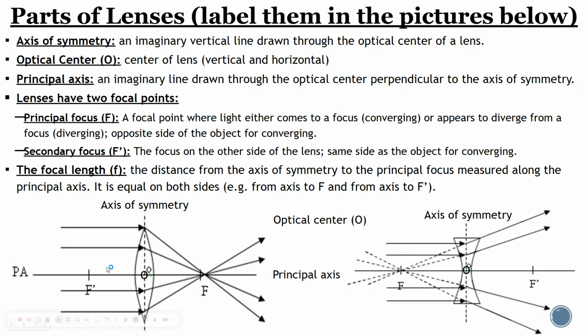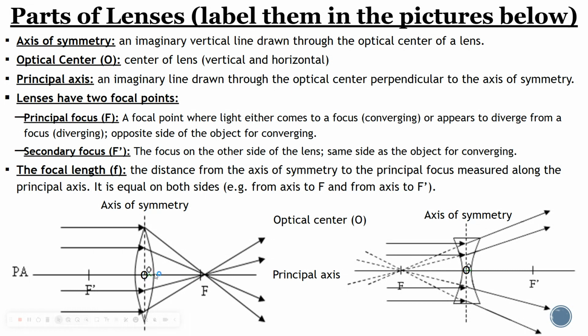Then we're going to go over the focal points. The focal points of a lens is interesting because there's technically two focal points. And the reason for that is because light can go through this side and through this side. So let's say your object is over here for the converging lens, then the focal point is where the light rays actually meet. So we call that the primary or principal focal point.